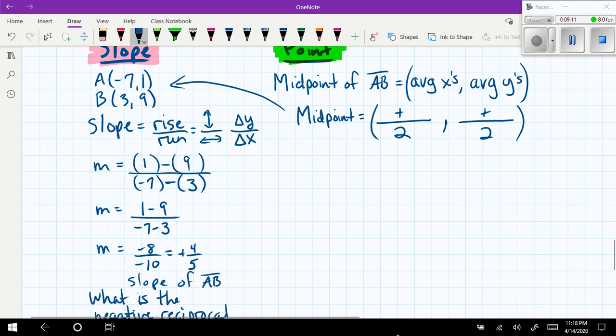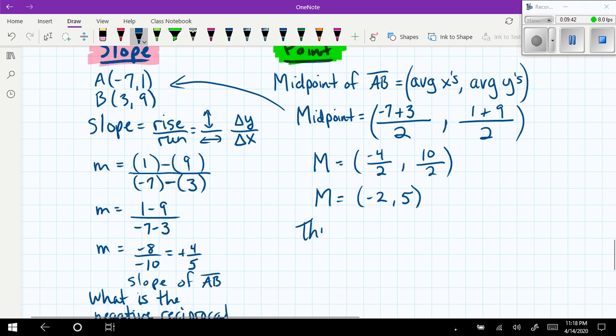So the x's here are -7 and 3, and the y's are 1 and 9. So my midpoint, -7 plus 3 is -4, and 1 plus 9 is 10. So this is actually a really nice midpoint. No fractions here. They're nice integer values. -2, 5. So this is the midpoint of segment AB.